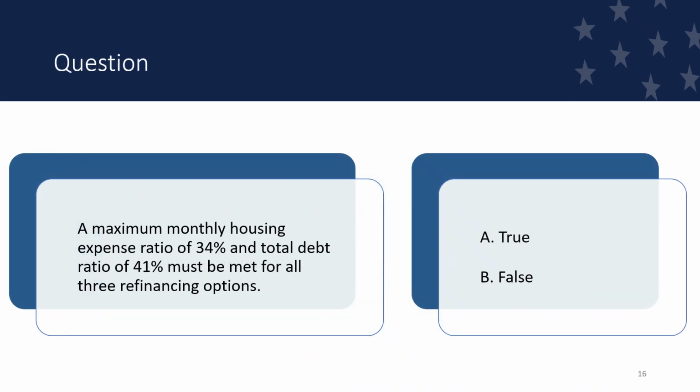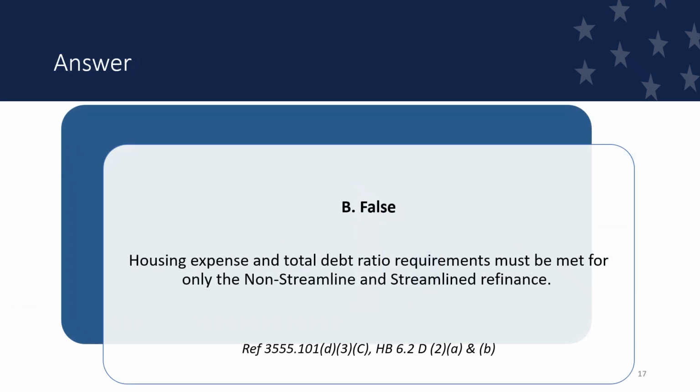A maximum monthly housing expense ratio of 34% and total debt ratio of 41% must be met for all three refinancing options. True or false? The answer is false. Housing expense and total debt ratio requirements must be met only for non-streamlined and streamlined refinance options.